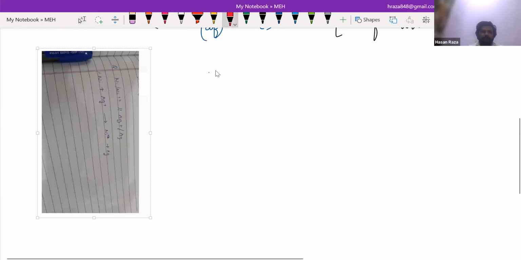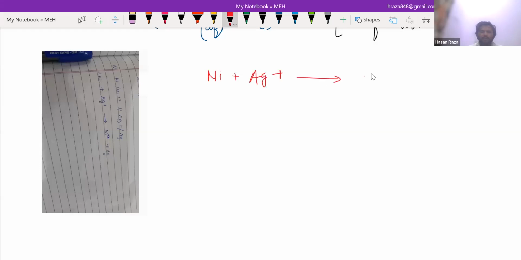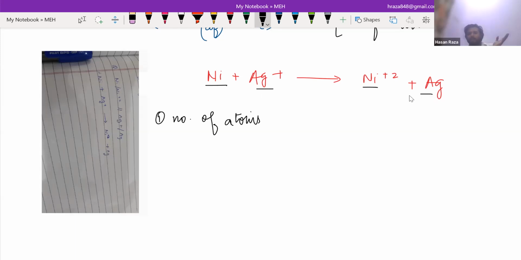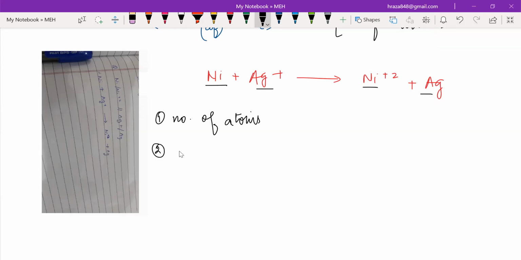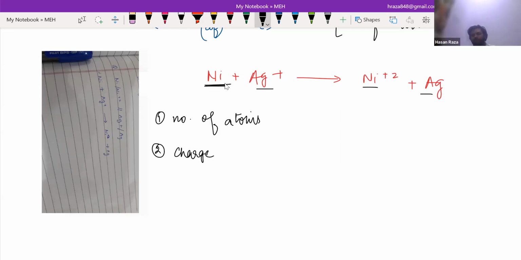Now you have written the reaction as Ni plus Ag plus, which is equal to Ni plus 2 and Ag. What I told you, the first step to check the balancing is the number of atoms, right? Yes, sir. One Ag plus one Ag. That means the atom is balanced. The second, which is very important, is your charge. Is there any charge on this? No, no charge. Yes or no? Yes, sir. Here it is plus one, right?